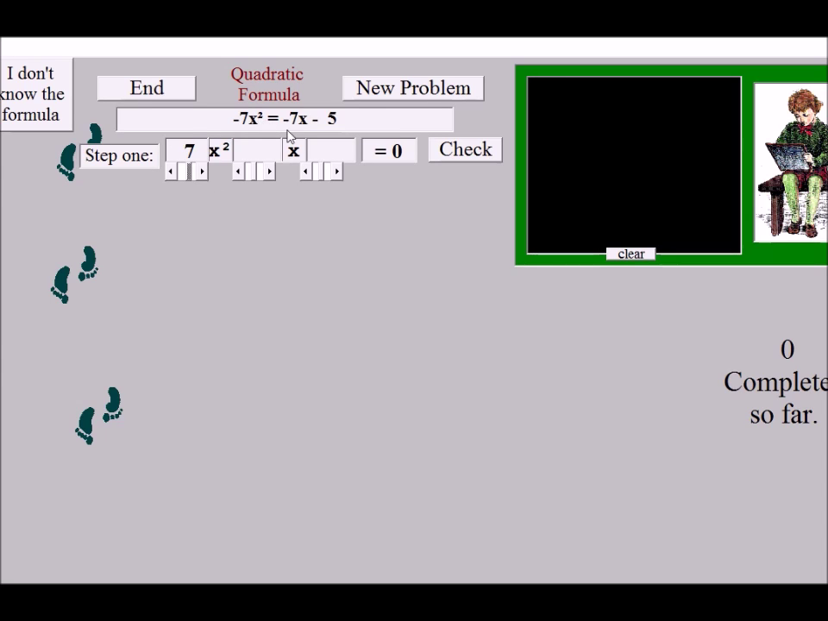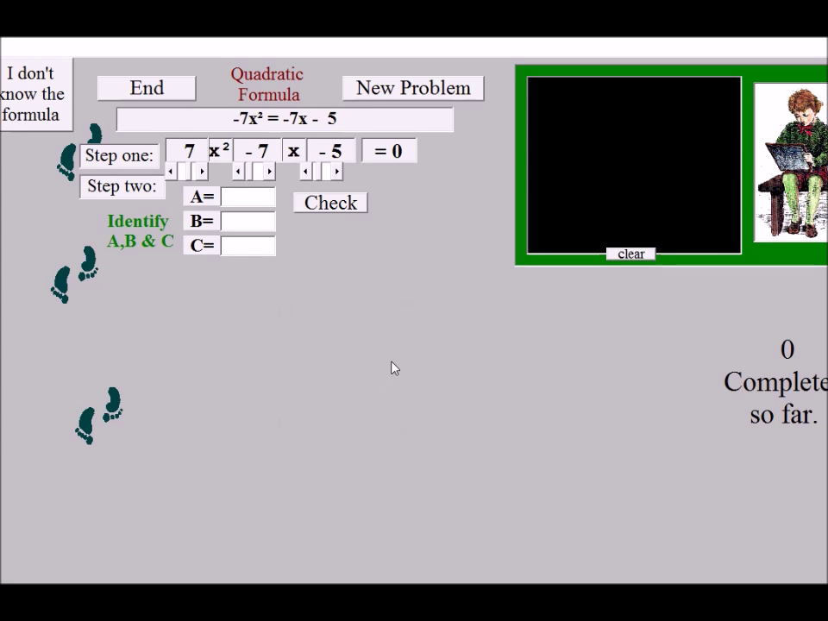So we have 7x squared. If we added 7x squared to both sides, then we'd have minus 7x and minus 5. Check, we win. Easy enough to identify a, b, and c. Now, we're going to put down what a is. A is 7, b is -7, and c is -5. And we check, and it says you're right.